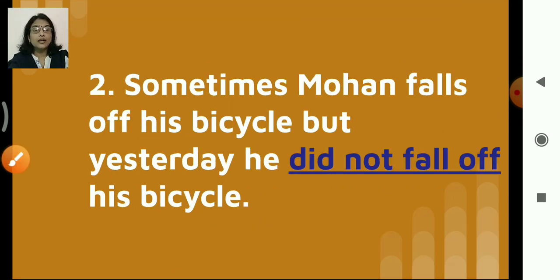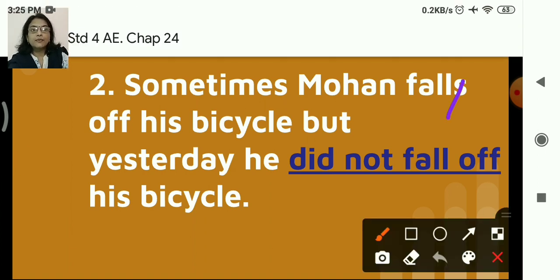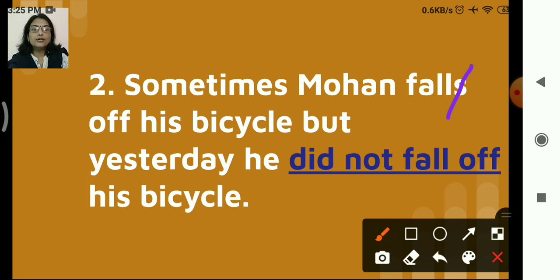Sometimes Mohan falls off his bicycle, but yesterday he did not fall off his bicycle. Again, what is done, children, here? We have removed the S, right? He did not fall off his bicycle. Sometimes Mohan falls off his bicycle, so sometimes it happens. But yesterday, that means one day, what happened? He did not fall. We have to remove the S. We have to make it singular. The verb will be a singular verb. Fall, not falls, not a plural one. Next.